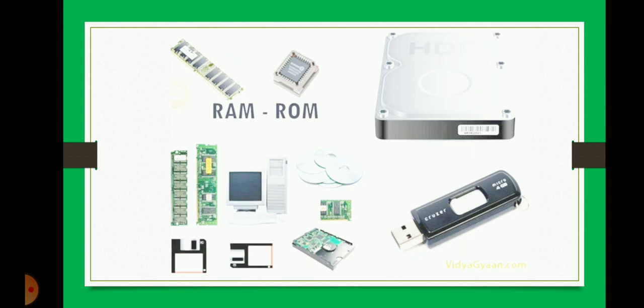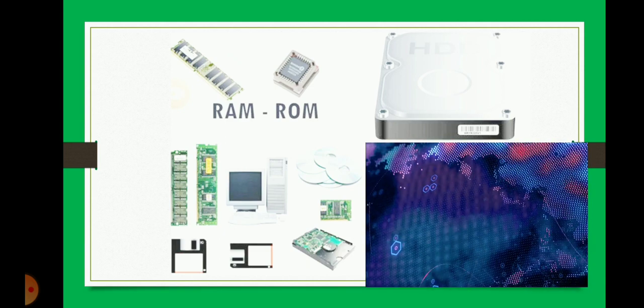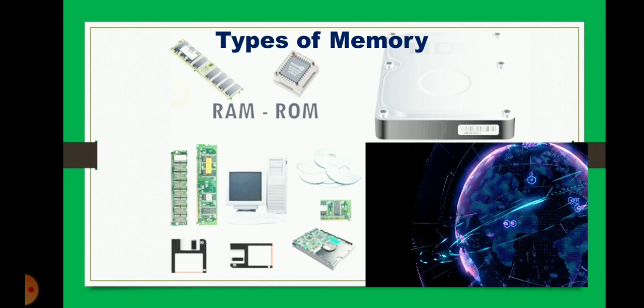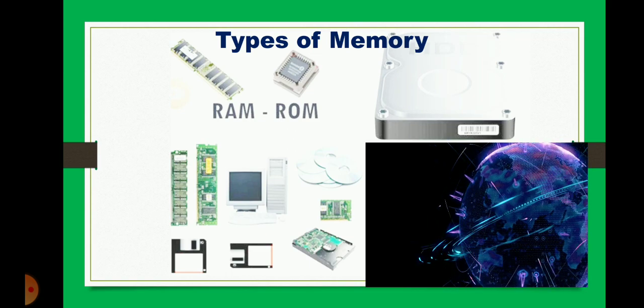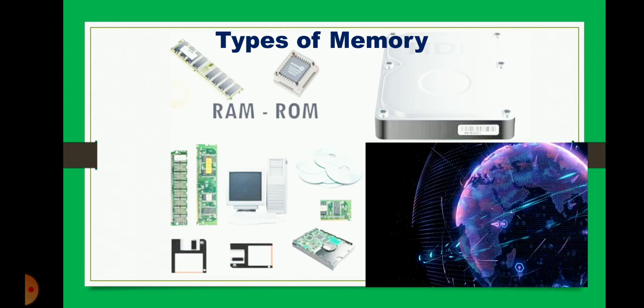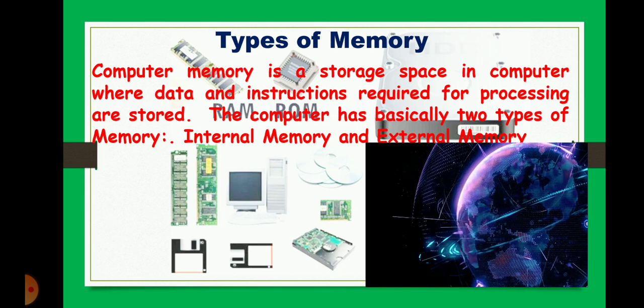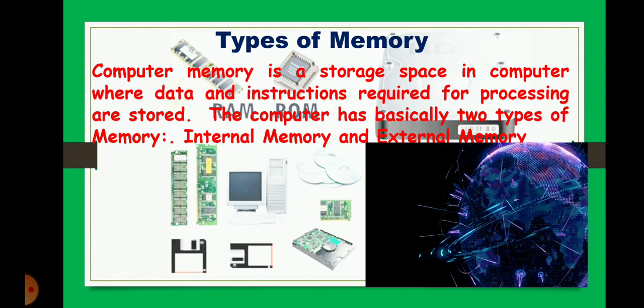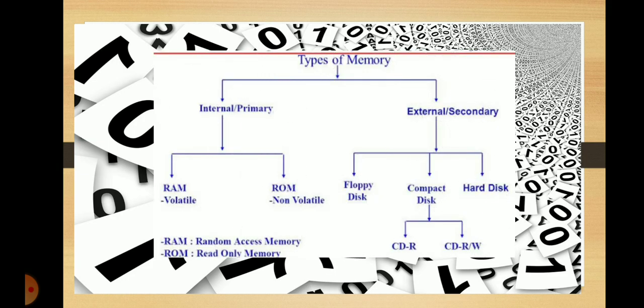Types of memory. Computer memory is a storage space in computer where data and instructions required for processing are stored. Our computer has basically two types of memory: internal and external. Let us understand internal and external memory with the help of the chart. Types of memory. I have just told you that computer has two types of memory, internal and external.